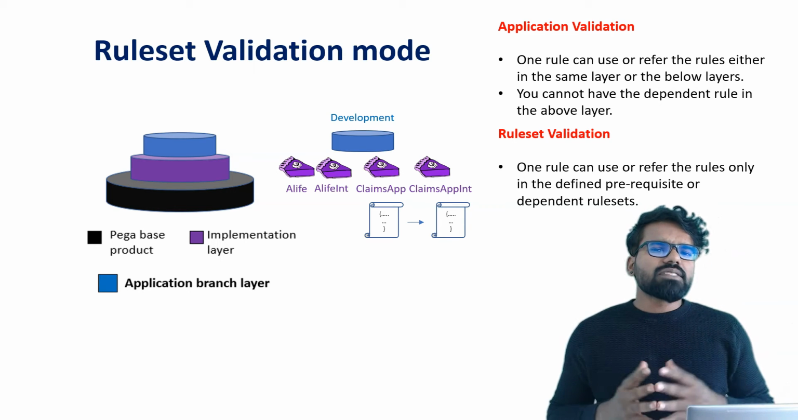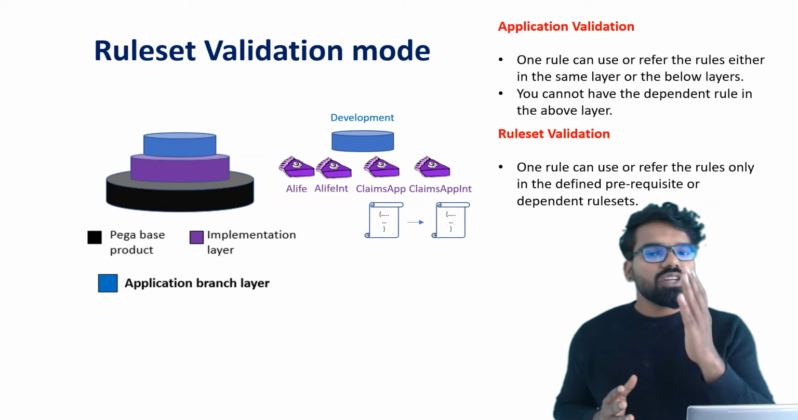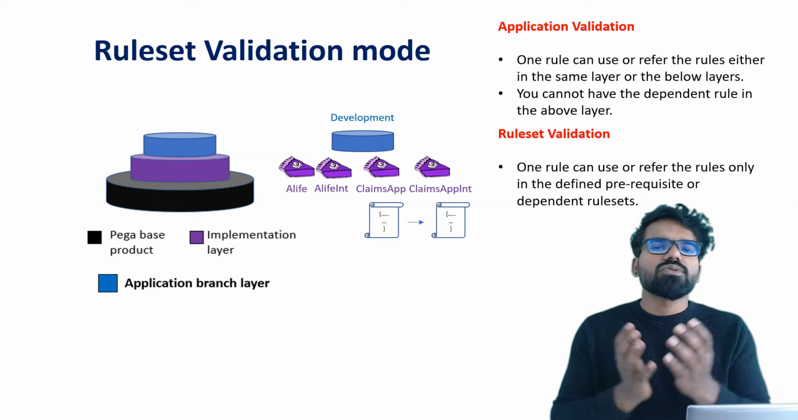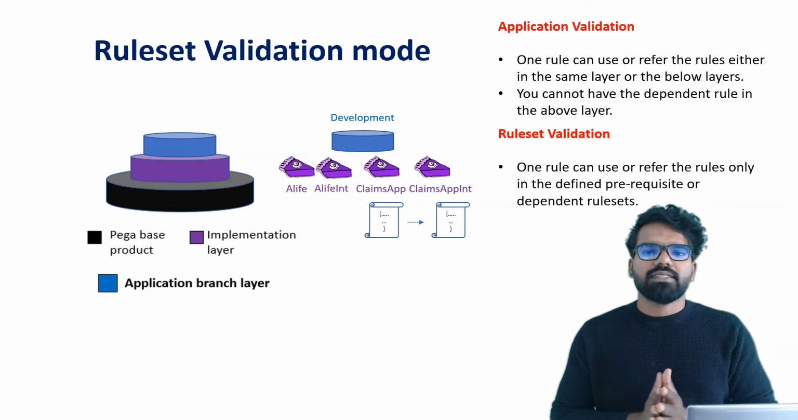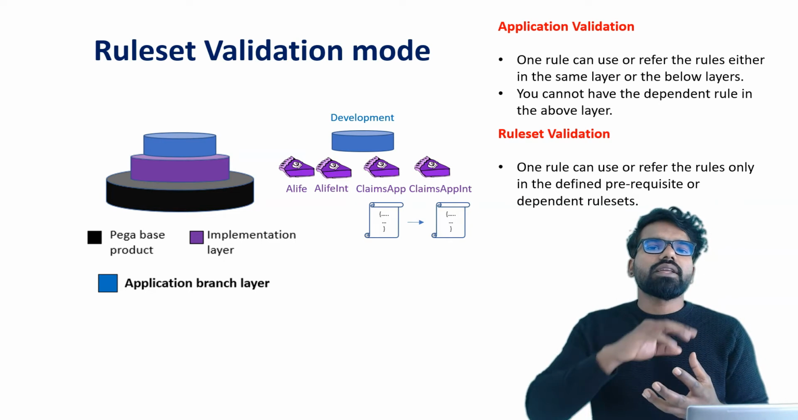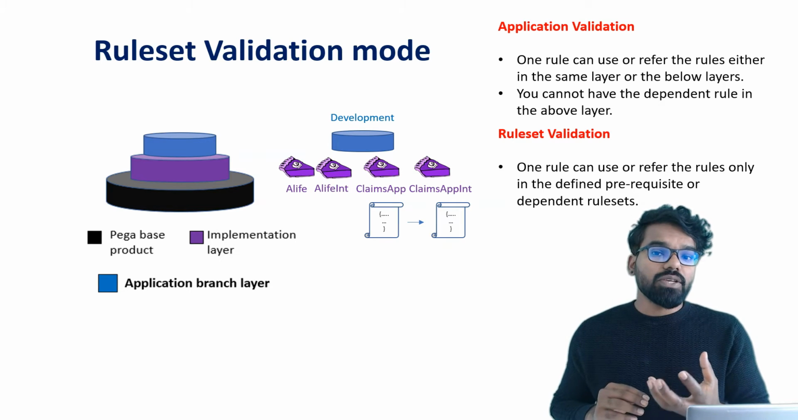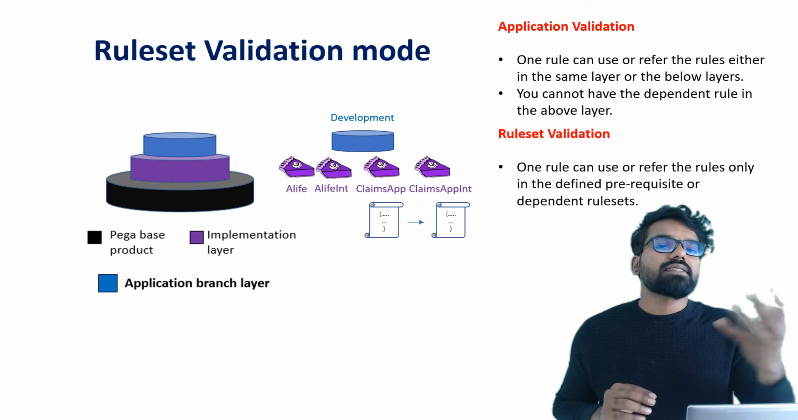So what can be a business use case for this rule set validation? Definitely the organizational rule sets can be the right business use case for this rule set validation. As I already told you, organizational rule sets can hold all the reusable code, right? So these organizational rule sets can be reused across different implementation applications.